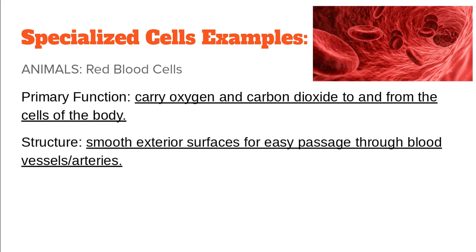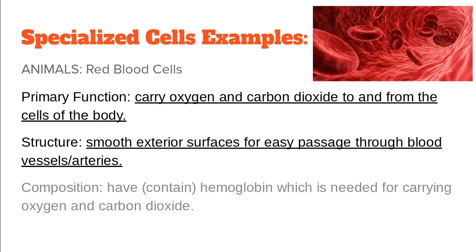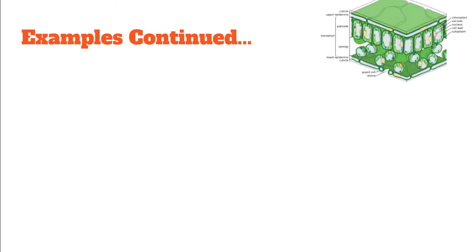So the structure of red blood cells is very specialized. Again, they have a smooth exterior surface for easy passage through the blood vessels and arteries. You can see the artist rendition of them up in the top corner. They look like flattened donuts. In their composition, they have this iron compound called hemoglobin inside of them, which is what the oxygen and the carbon dioxide attach themselves to. So again, they're red because of the structures contained within them.